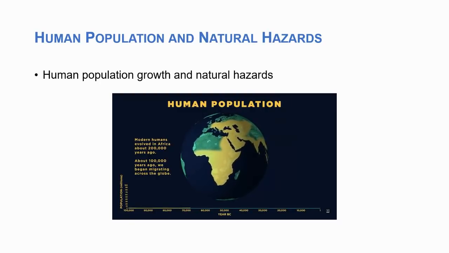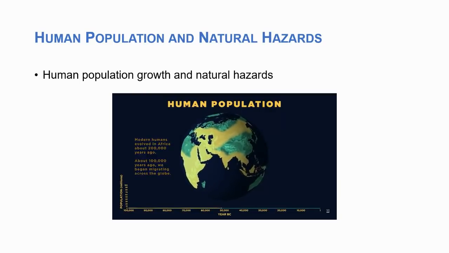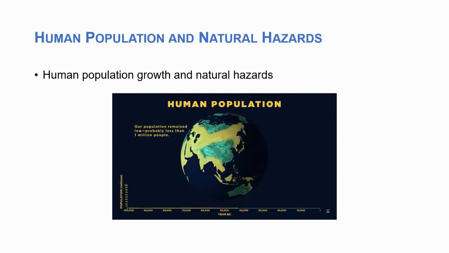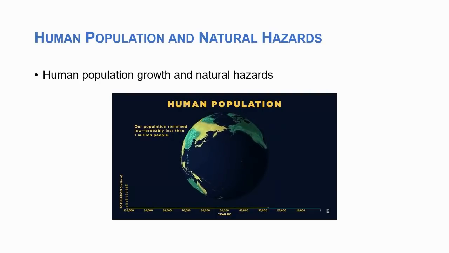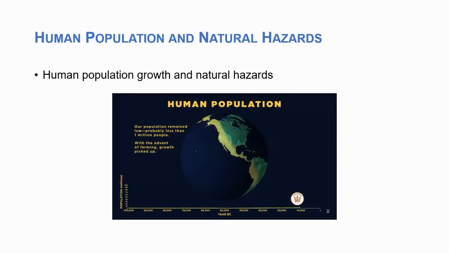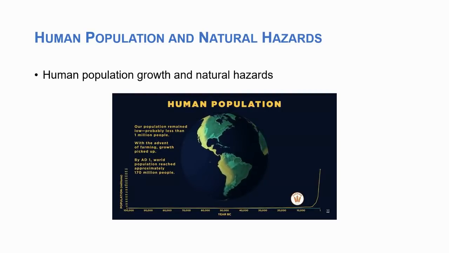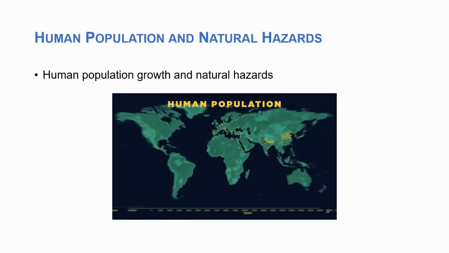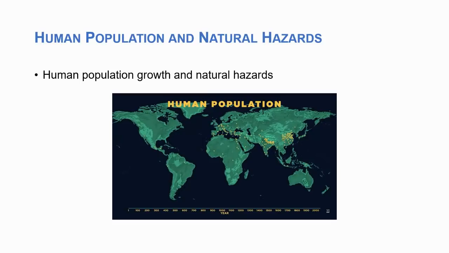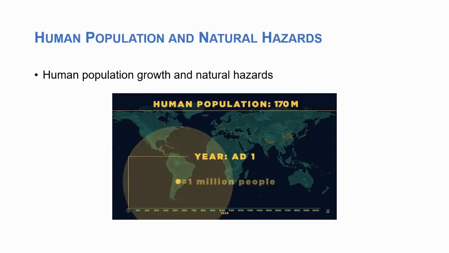So you can see here that human population is spreading out of Africa, across Asia, down into North America and South America. And once we developed agriculture and farming, the population steeply rises. Now, each dot on this map represents 1 million people, and we're going to start at year 1.